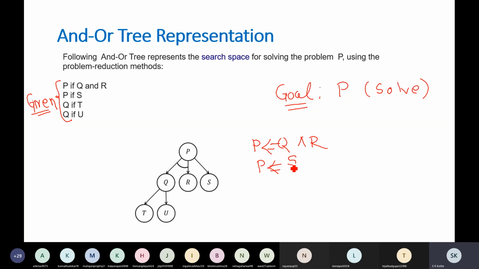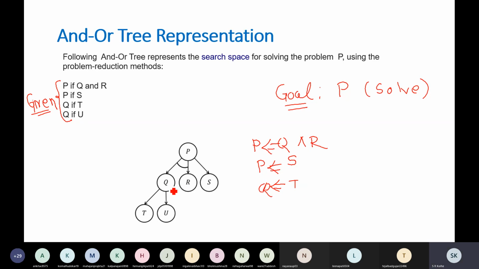If you can solve S, you can also reach P. Now to solve P, you need to solve Q and R. But to solve Q, you need to solve T. So therefore, if you have to solve this Q, you will have to solve T. That is given from the problem.